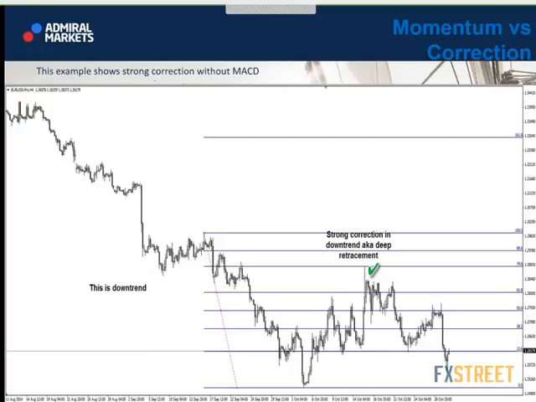So this example shows strong correction without MACD. So just for your information, and we will use MACD for another webinar. Okay, guys, this is what we have been talking about in this webinar. So this is downtrend. You see, this is downtrend.